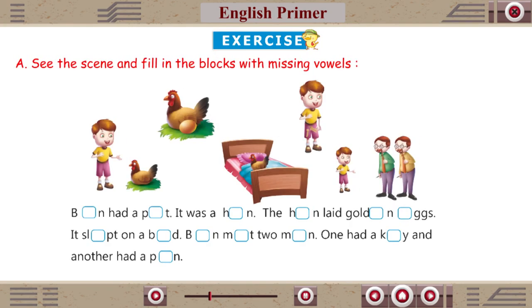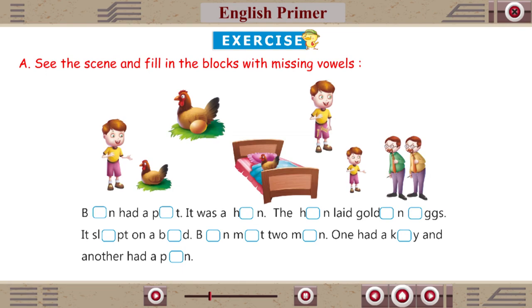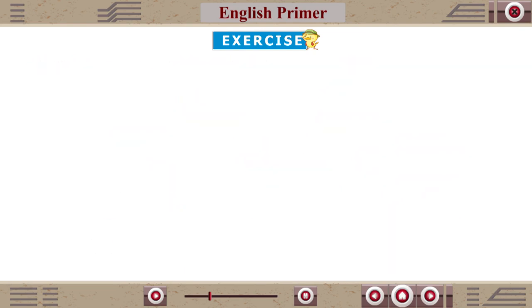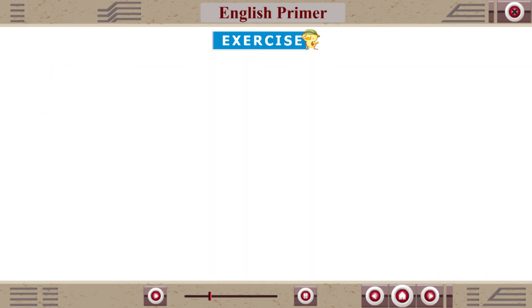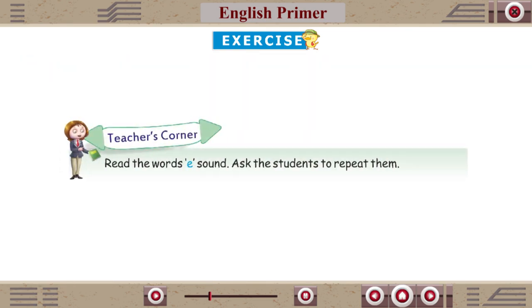Exercise: A. See the scene and fill in the blocks with missing vowels. B. Look at the pictures and complete the sentences. Teacher's Corner. Read the words with E sound. Ask the students to repeat them.